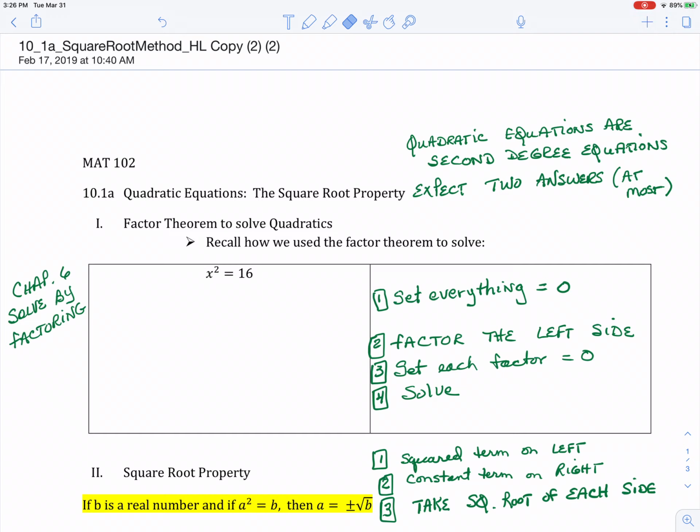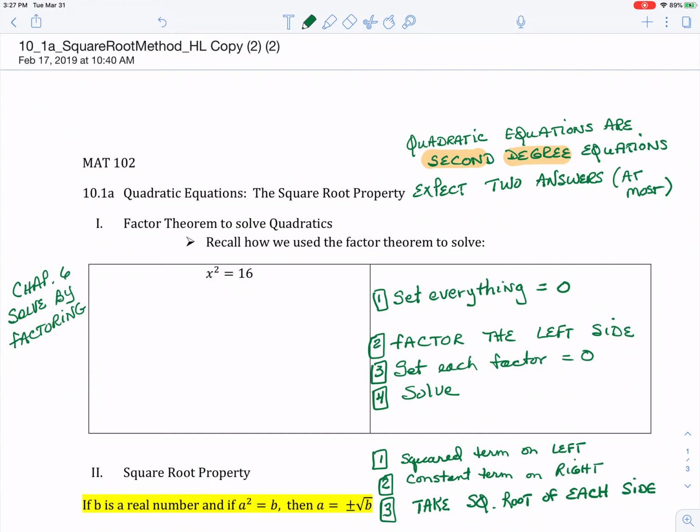But before I do that, let's be sure that we all understand what a quadratic equation looks like. It's always going to have a variable that's a second degree variable in there. And we are going to be expecting two answers because it's second degree. We won't always get two answers. We may only get one, but we'll be expecting to get two. All right, so the first example here, x squared equals 16. I'm going to go back and work this the way you learned to work this in Chapter 6 by factoring.